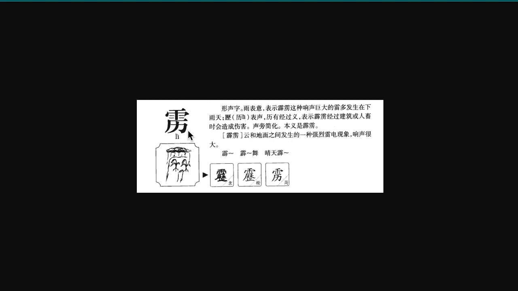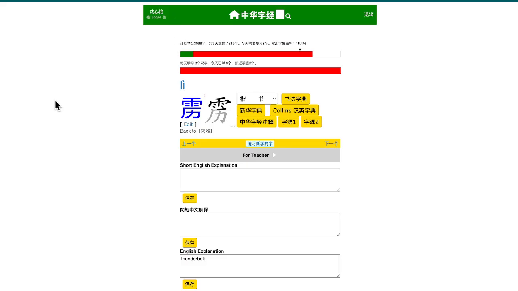Now pili is a common word, and it's a common language phenomenon to combine two characters with similar or the same meaning together to form a word. So pili is one of those words.